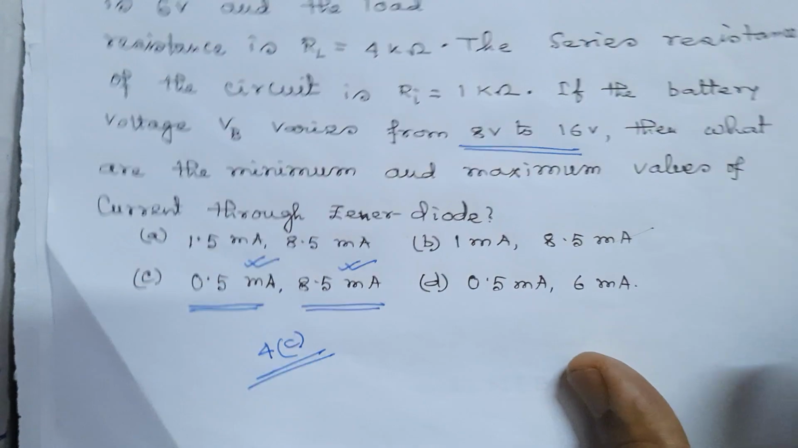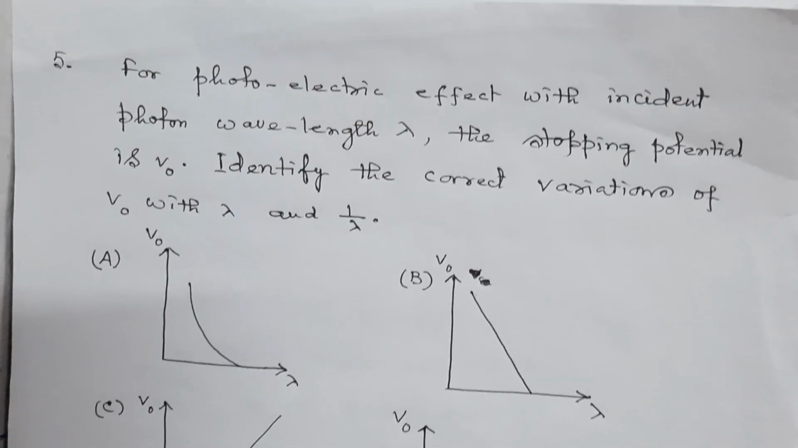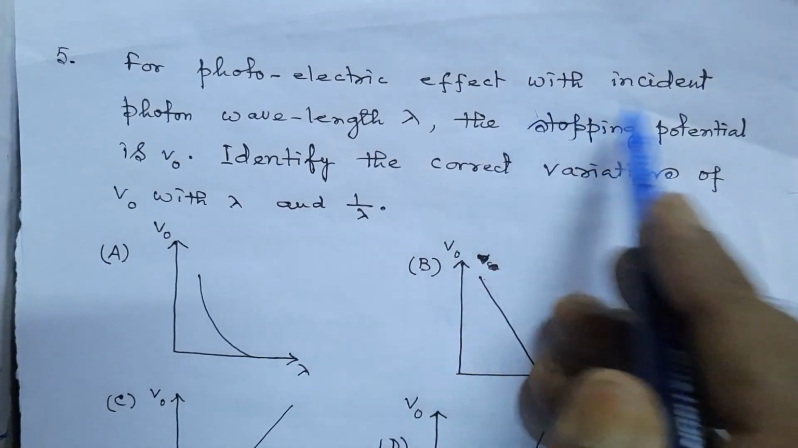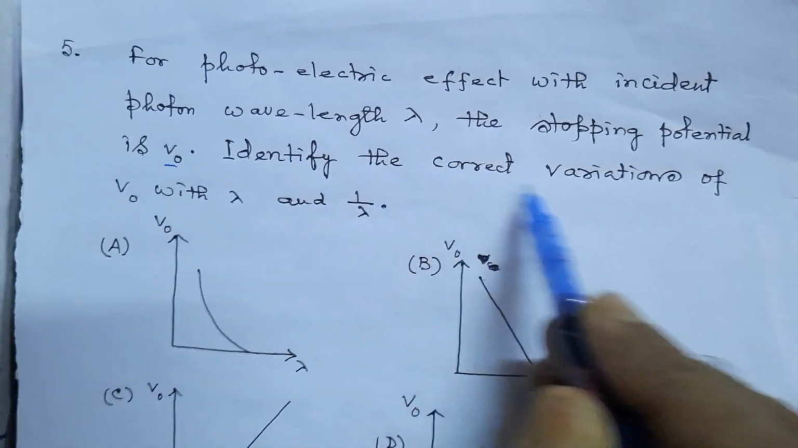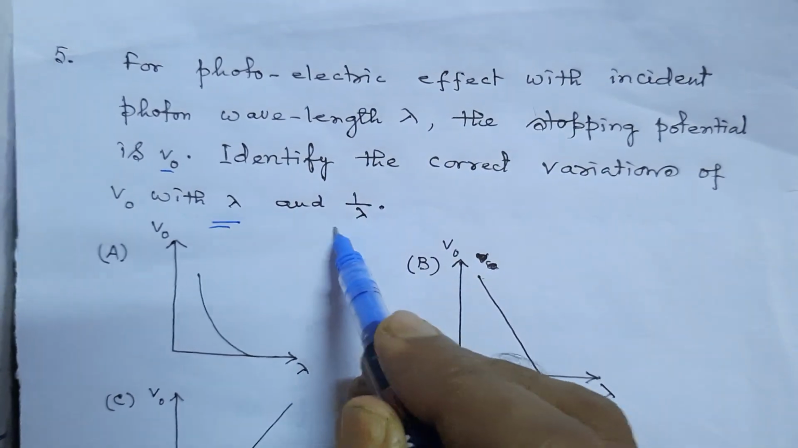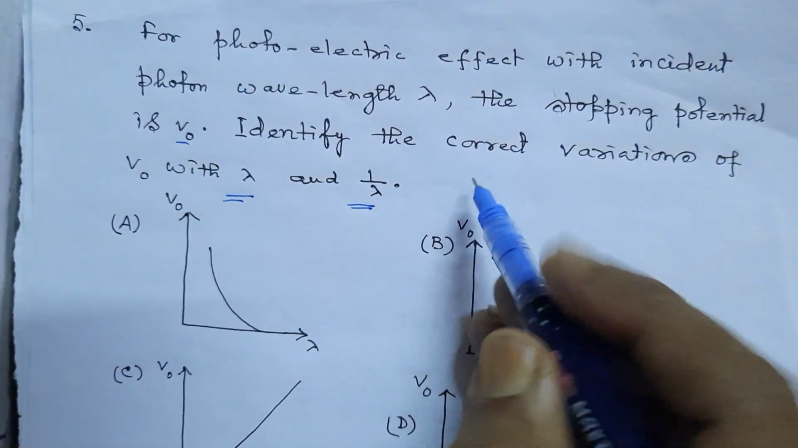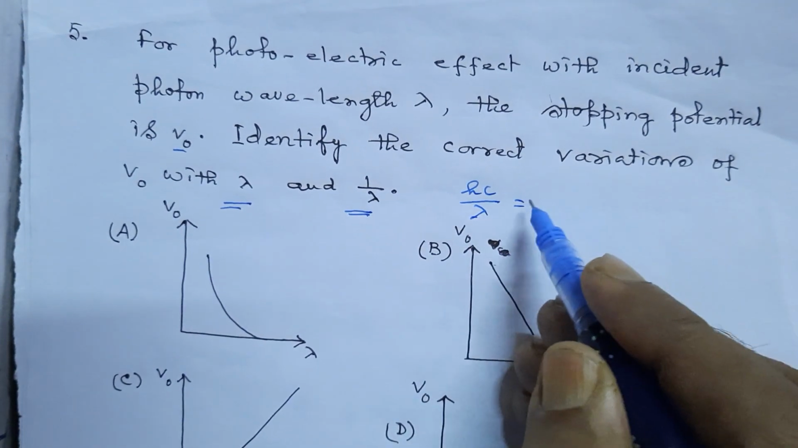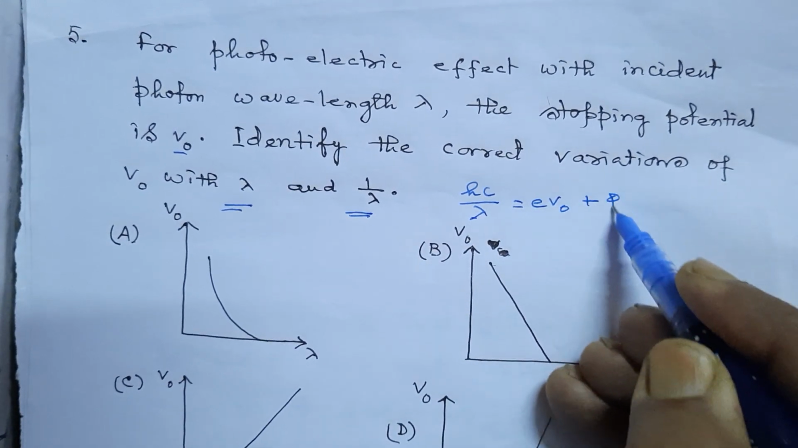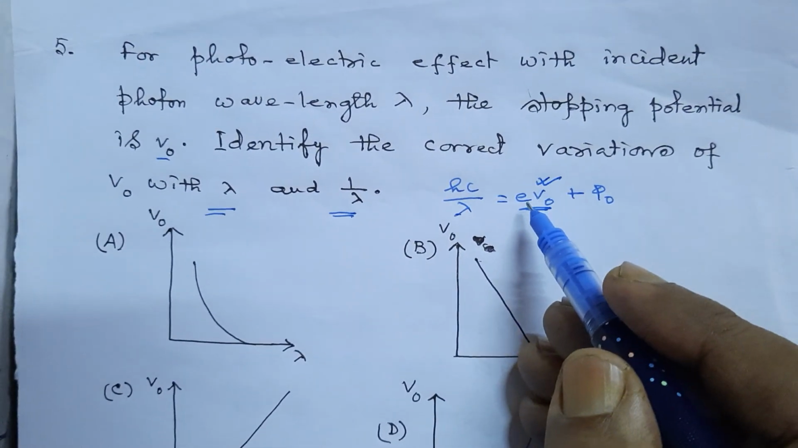Let us see the next question, that is question number 5. What does it say? For photoelectric effect with incident photon wavelength lambda, the stopping potential is V0. Identify the correct variations of V0 versus lambda and 1 by lambda. So for wavelength lambda, we know that the photoelectric equation gives Hc by lambda equals eV0 plus phi 0, where phi 0 is the work function and V0 corresponds to stopping potential.